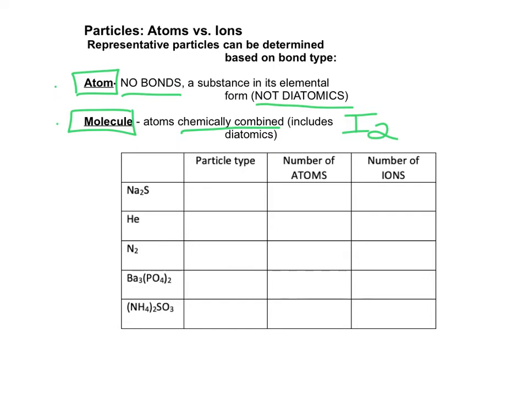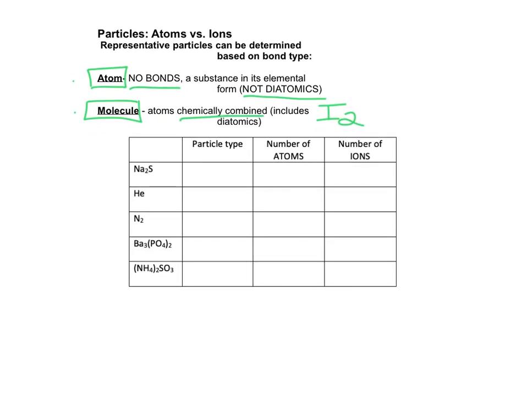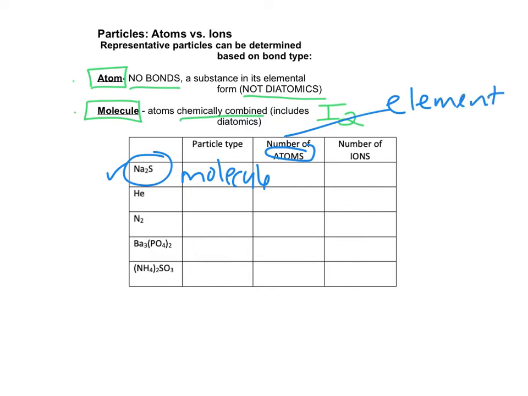So let's go through this chart using this vocab and what we've been talking about in terms of counting. So here I have sodium sulfide. The particle type is going to be called a molecule because I have 2 elements chemically combined. The number of atoms, so remember atoms I want broken down by element. So I have 2 Nas and an S, so I have 3 total atoms. And then ions, remember polyatomics stay together. Just gonna write poly stay. Now in this example there is no polyatomic.